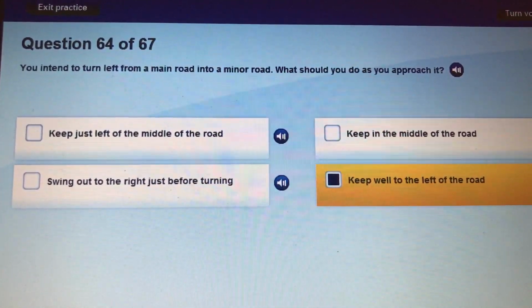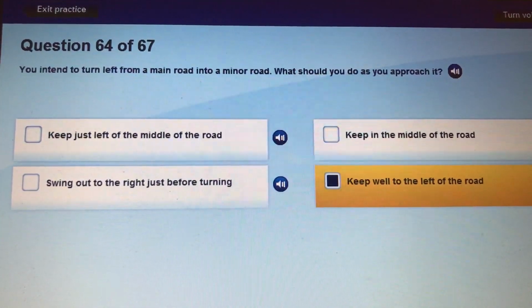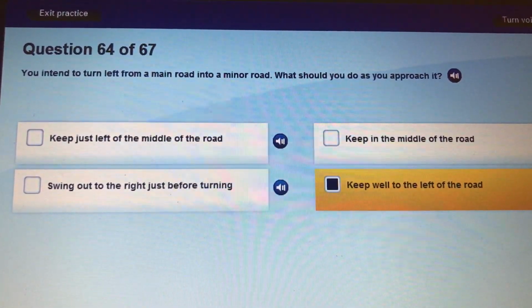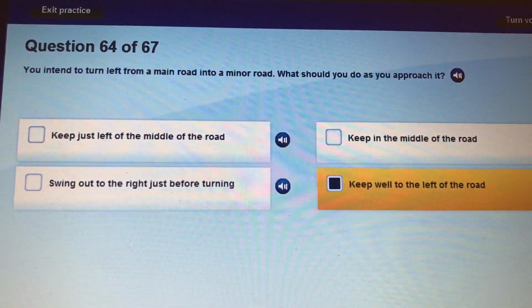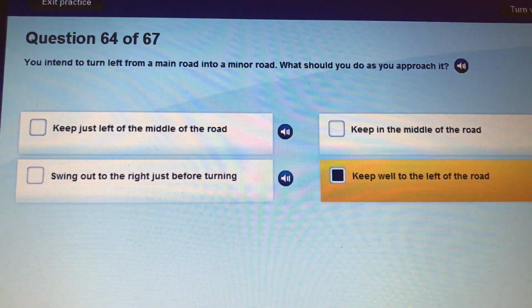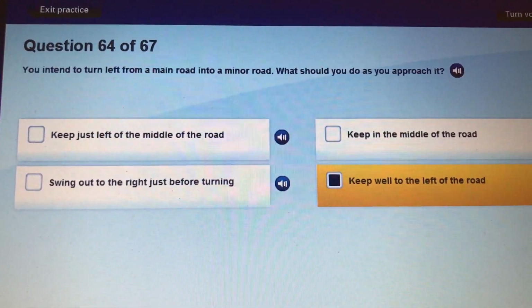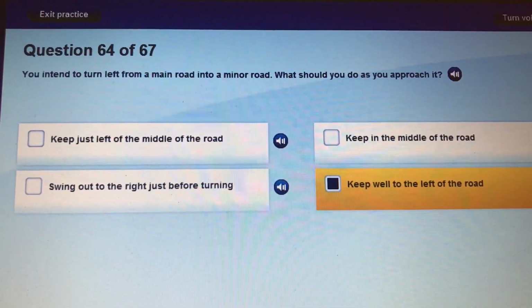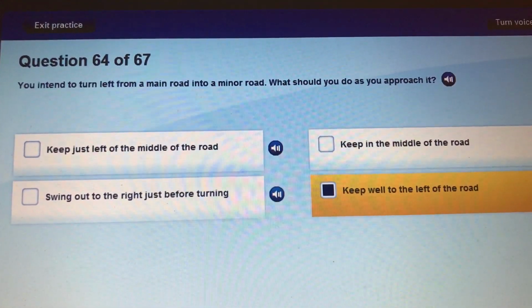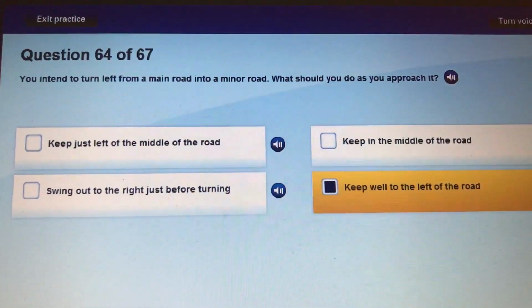You intend to turn left from a main road into a minor road. What should you do as you approach it? Because you are turning left, so you need to keep your vehicle at the left of the road. Keep well to the left of the road.